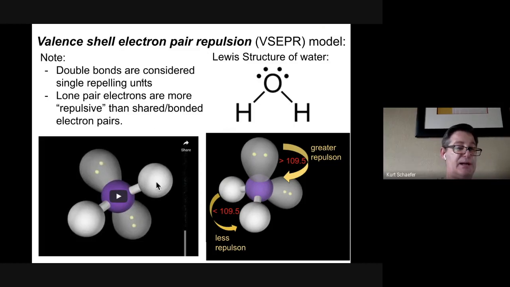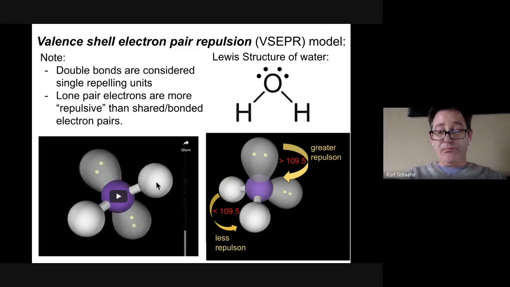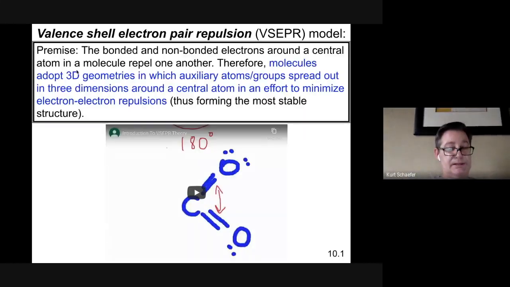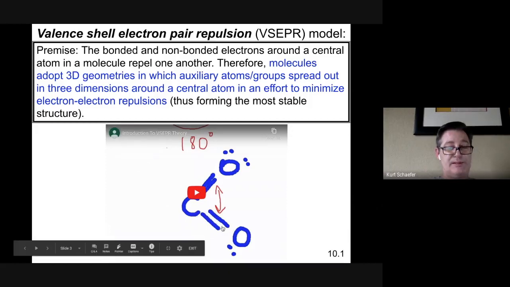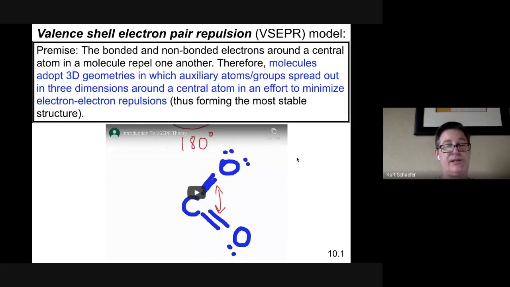Another thing I wanted to point out from the previous example is that because double bonds, even though they contain 2 pairs of electrons or 4 total, are going to and from the same element or elements, for example, if we go back and we look at the carbon dioxide, because these 4 electrons are going to and from the same 2 elements, they act as a single repelling unit. So when we're thinking about geometry, treat double bonds like you would single bonds.